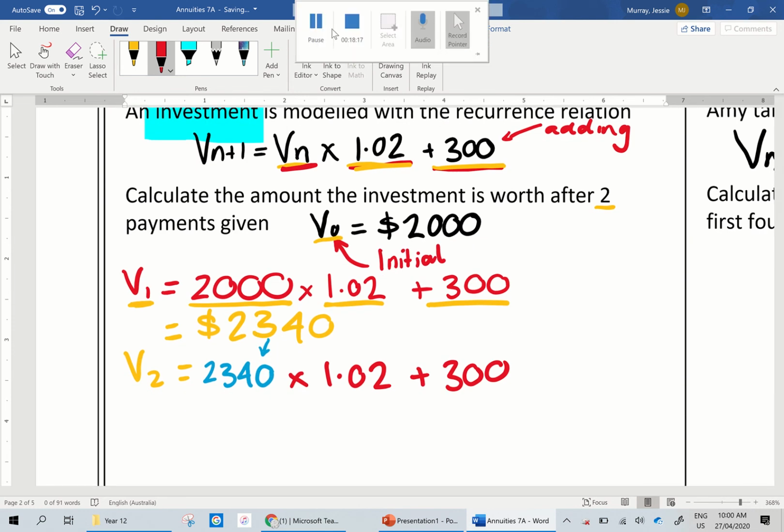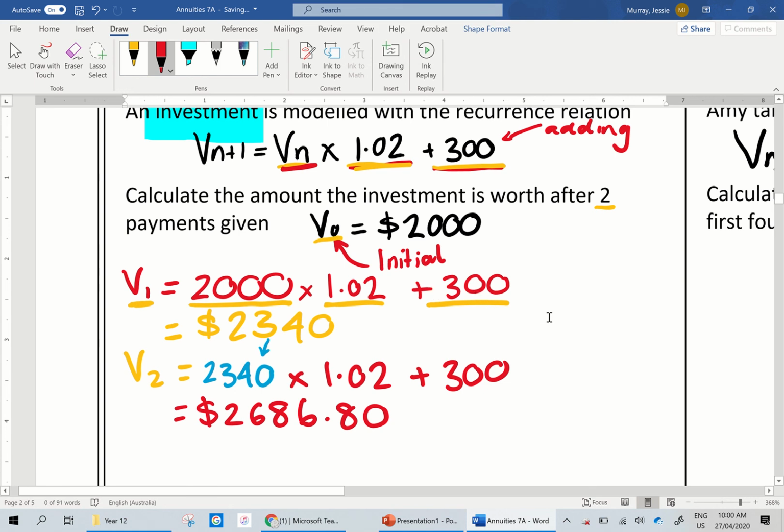Putting that in my calculator will give me a final value of 2686.80. So that is what my savings has grown to after 2 payments are made.